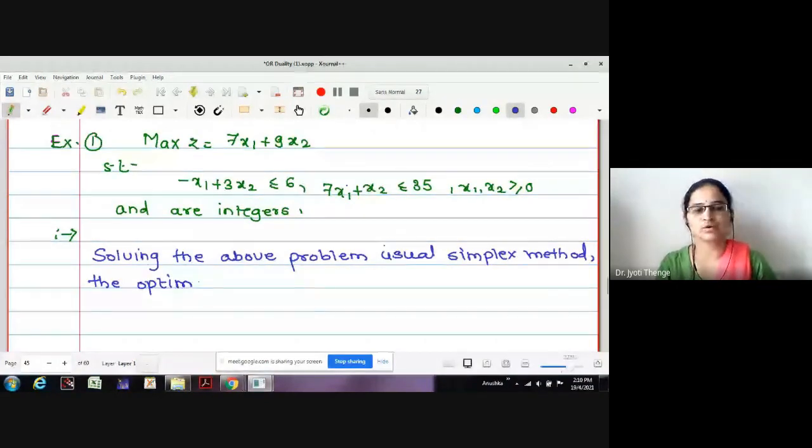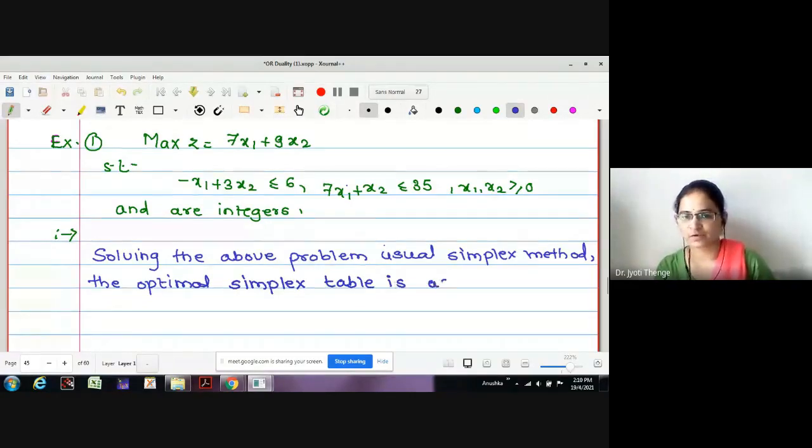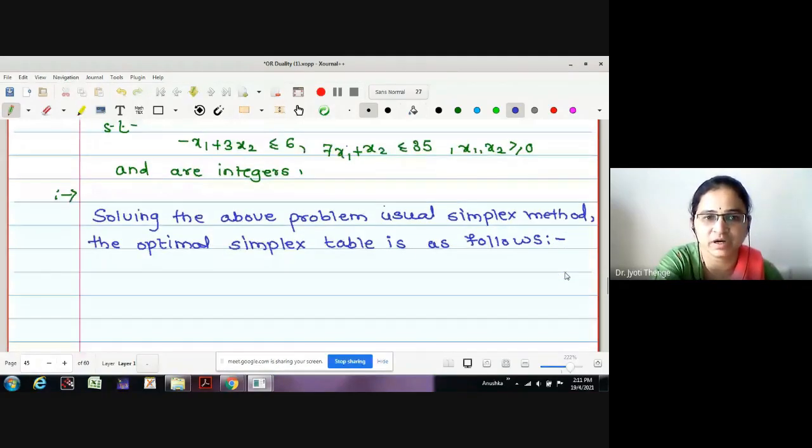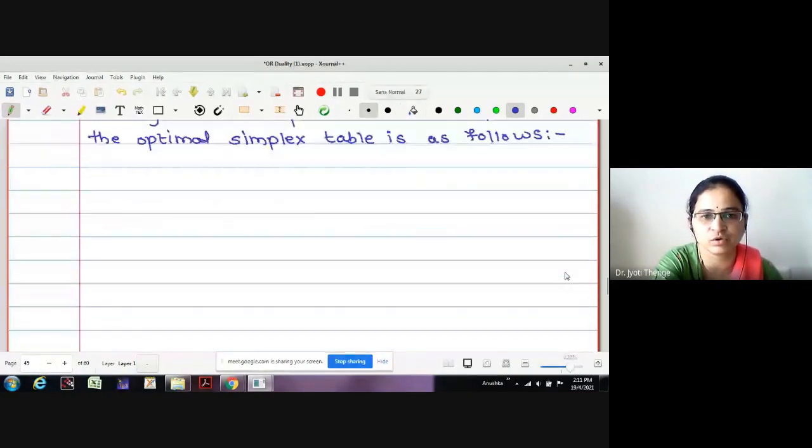In the exam, you are not allowed to write directly, na? It is not possible to write the table directly. You have to solve it by the usual simplex. The optimal simplex table is as follows. We will write the table directly. You have to tell me the entries now.